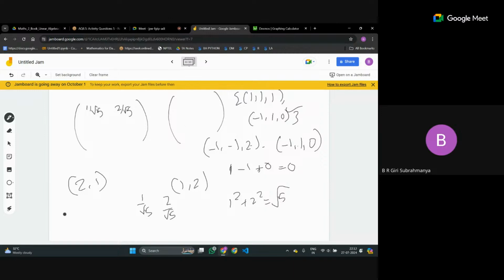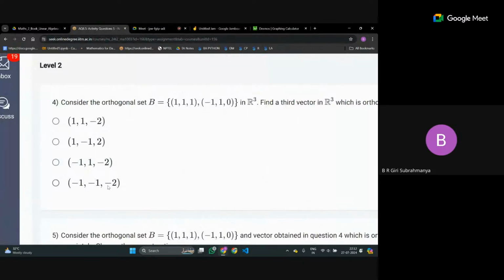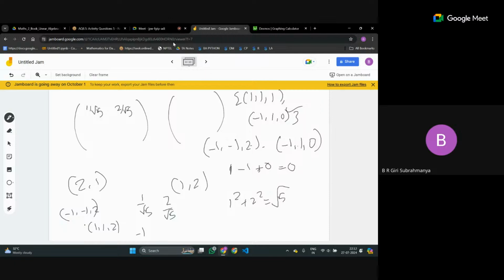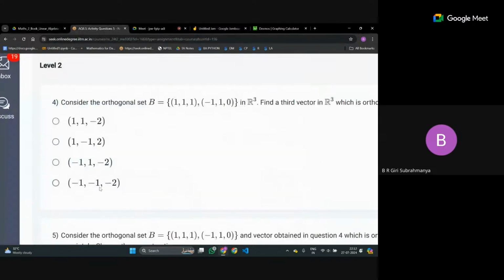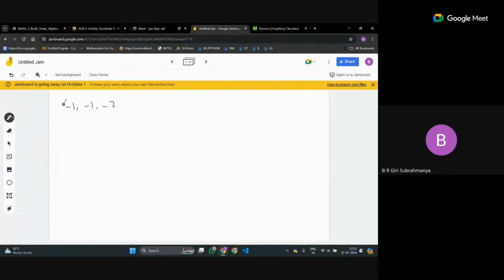Now again, we'll do it with the first vector. Sorry, this is -2. Really sorry, here it's -2. Let me do it again. We have -1, -1, -2. The dot product with -1, 1, 0: -1 times -1 is 1, -1 times 1 is -1, -2 times 0 is 0. So this will be 0.